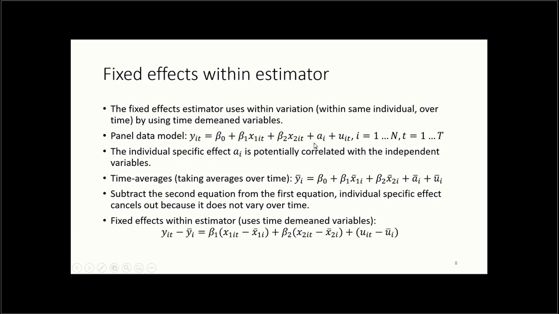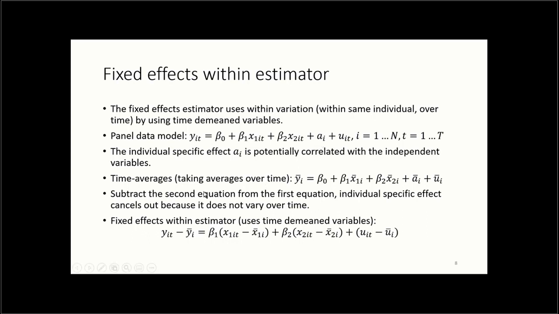So that's a very reasonable assumption, that these individual specific effects are potentially correlated with the independent variables. That's why we cannot ignore them and leave them in the error term, because now our error term would be correlated with the independent variables, and that would produce biased coefficients. So our goal is to eliminate these individual specific effects from the model. How are we going to do it?